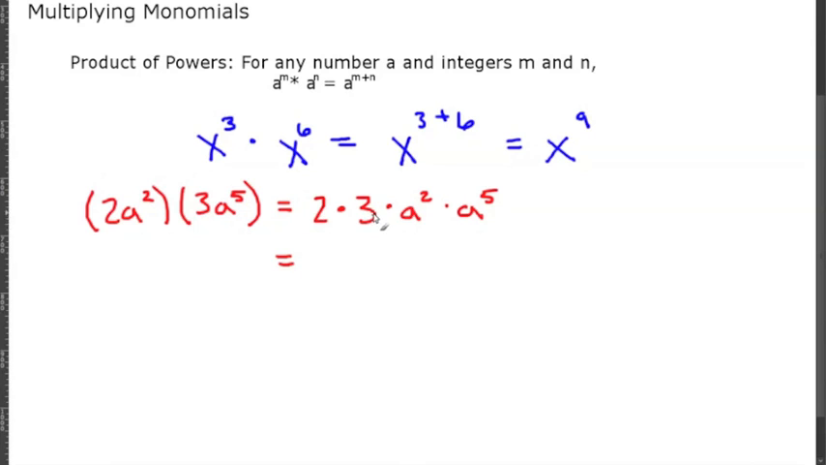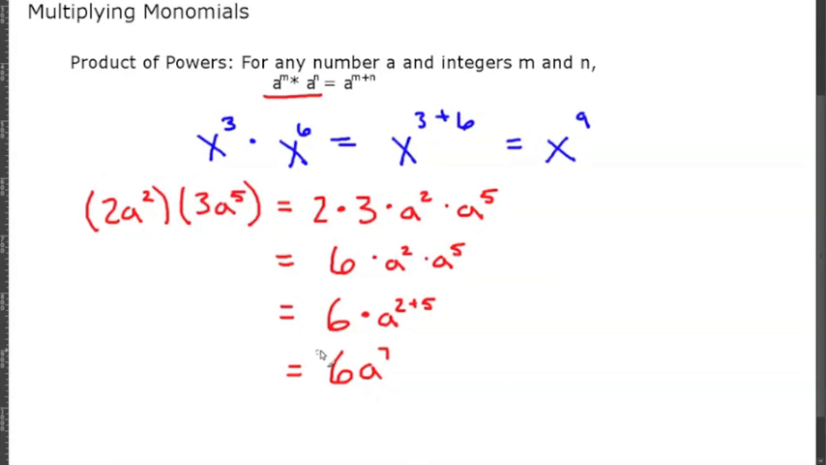Simplifying this, let's multiply the 2 and 3 together. So now we're going to have 6 times a squared times a to the 5th. Well, looking at our product of powers, we can simplify this. So 6 times a squared times a to the 5th would be a to the 2 plus 5. And that's going to leave us with 6 times a to the 7th. And that would be our answer when we multiplied that monomial out and simplified it.